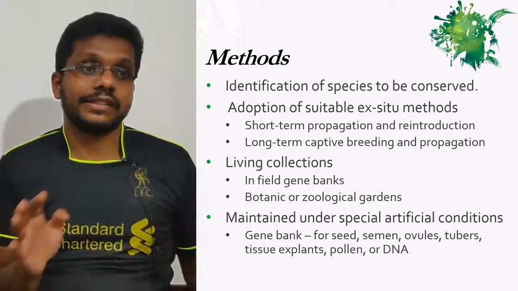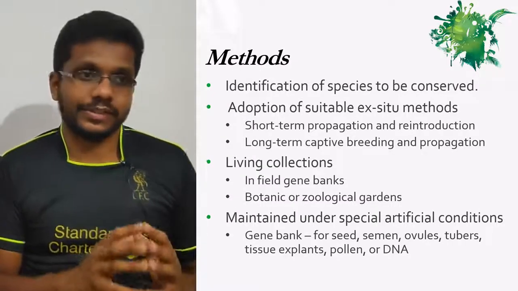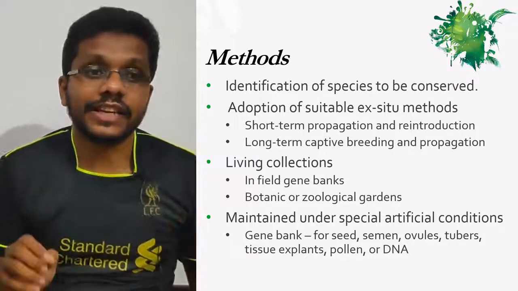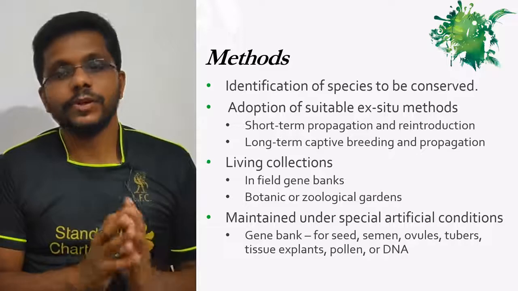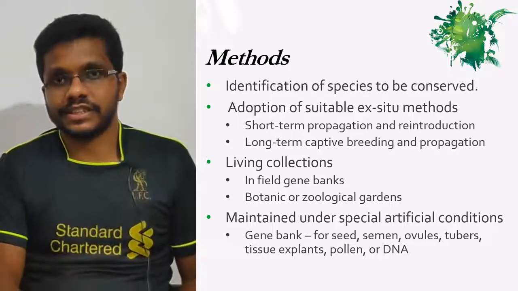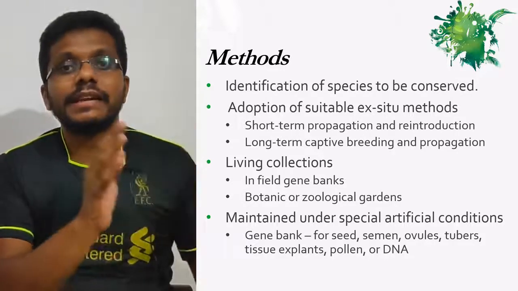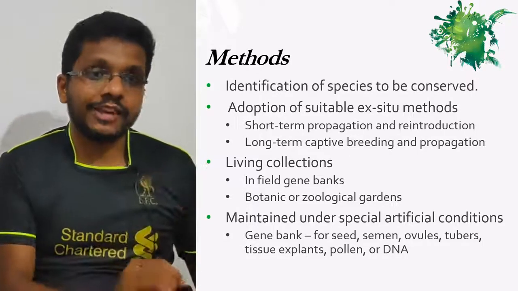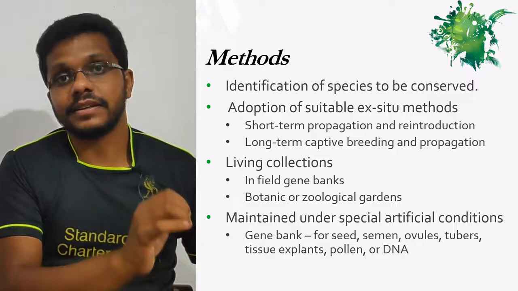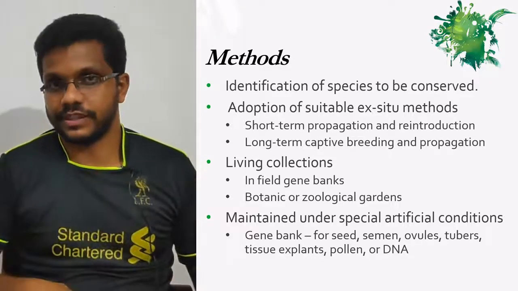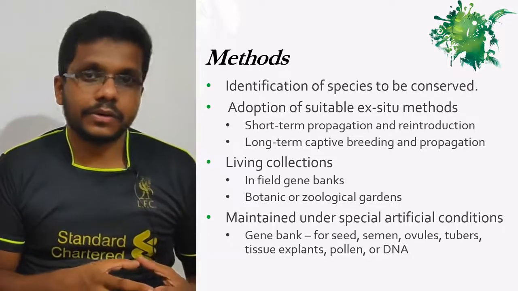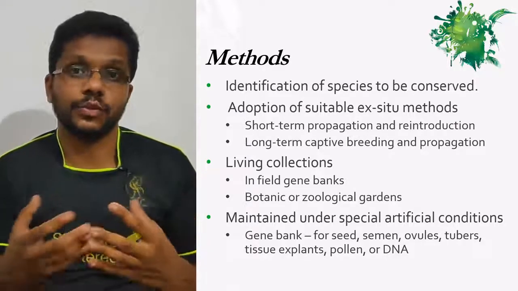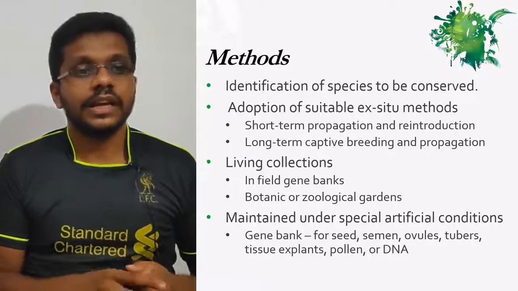There are different methods used for ex-situ conservation. The first step of any ex-situ conservation is the identification of the species to be conserved, because unlike in-situ conservation, we are conserving only a limited number of species in ex-situ conservation. So we need to identify which species need this ex-situ mode of conservation. Once we identify the organism, we will adopt suitable ex-situ methods for conservation.